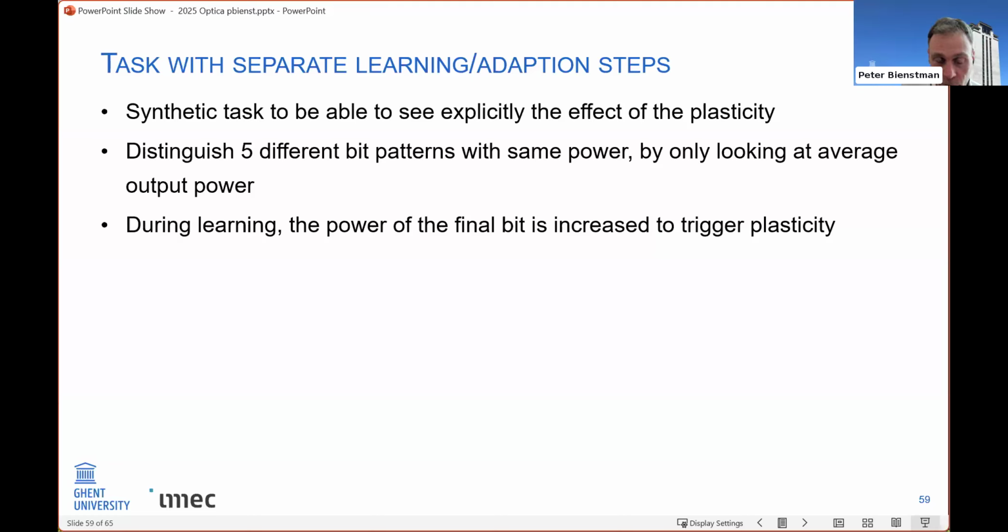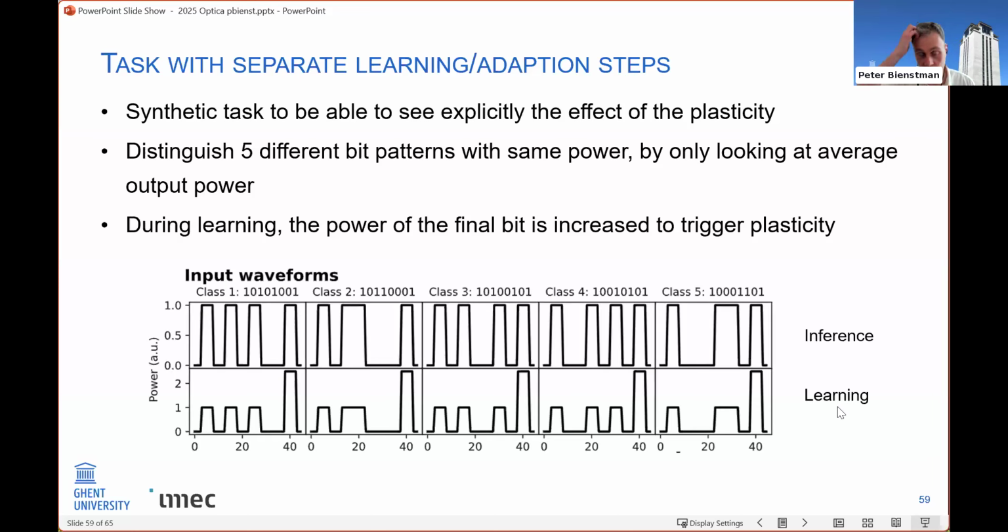So we also have a very special waveform of these different patterns, such that during learning, we can increase the power of the final bit to trigger the plasticity. So this is what this looks like. These are the different patterns that we want to distinguish. They all have the same average power, and we want to measure the average power. And they also all have, in the last point here, a bit which is 1.